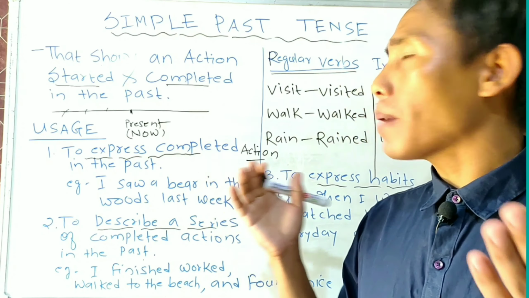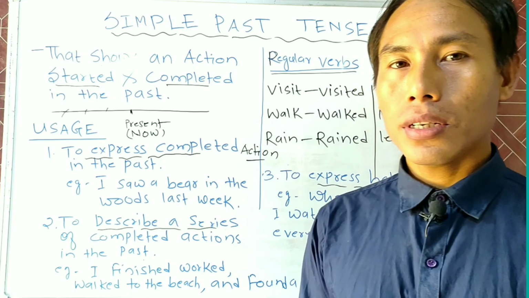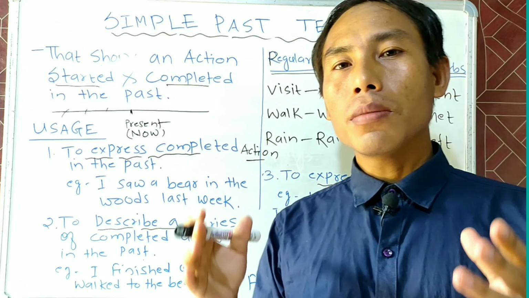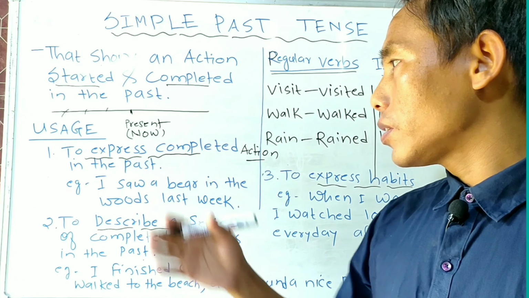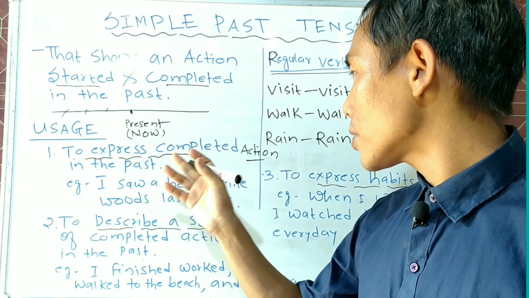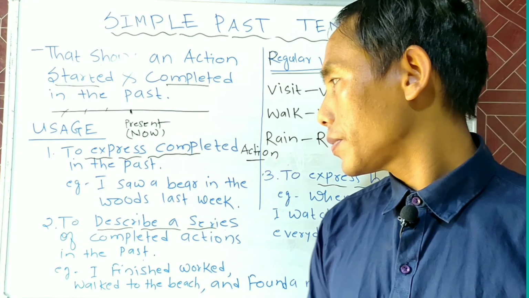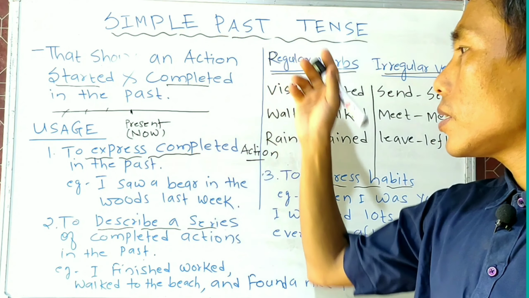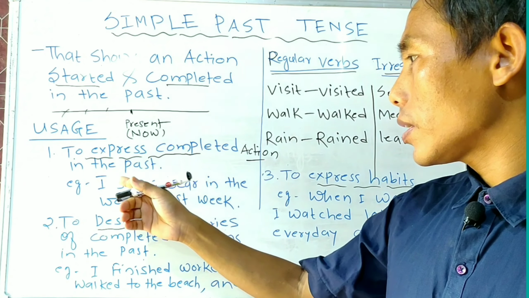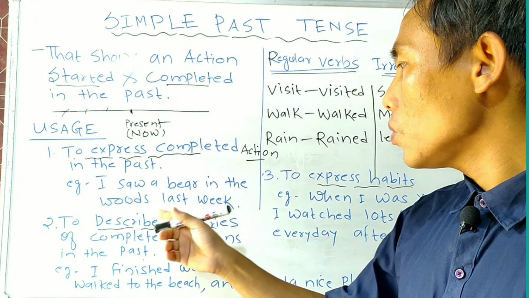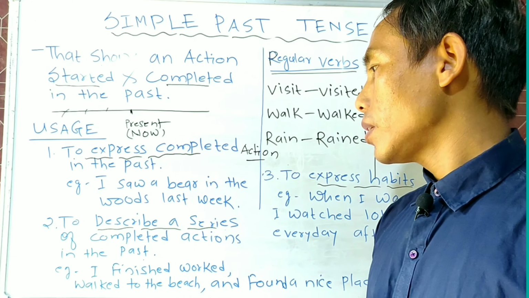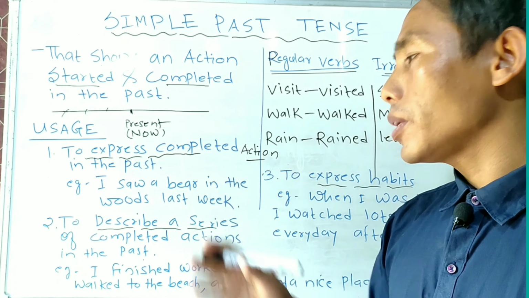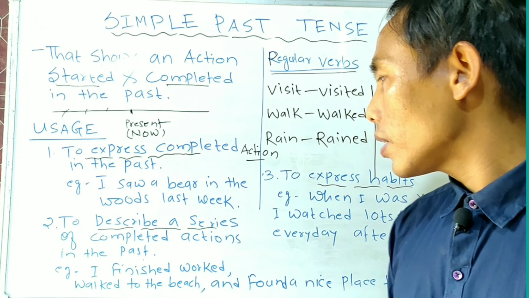We use simple past tense in various situations. Here I put three usages to understand the simple past tense in the easiest way. The first one is used to express a completed action in the past. So whatever action is completed in the past is considered the first role of the simple past tense. For example, I saw a bear in the woods last week. Woods means trees, woods also means jungle. So I saw a bear in the jungle last week.